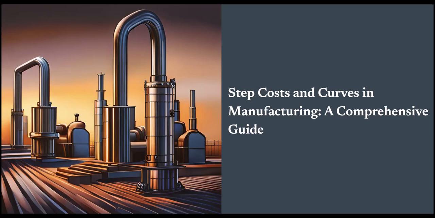Discrete step costs are like sudden jumps, remaining constant until production levels rise beyond a certain point. Continuous step costs, on the other hand, increase gradually. Think of how energy costs rise as machinery is used more frequently. Committed step costs are those that can't be easily reduced, often tied to capital investments, while discretionary step costs are more flexible and can be adjusted based on business needs.